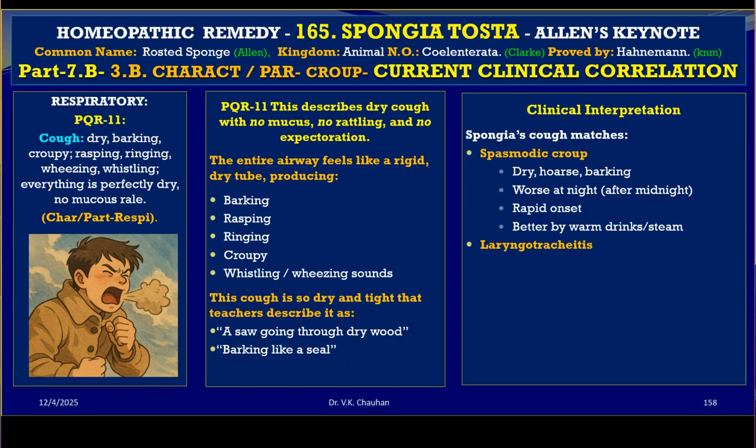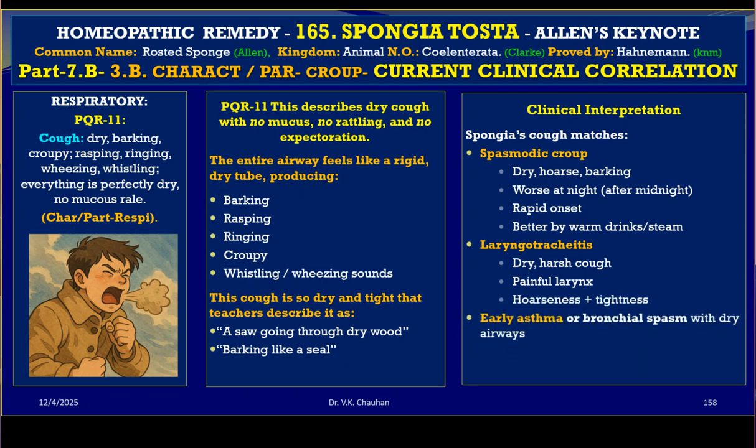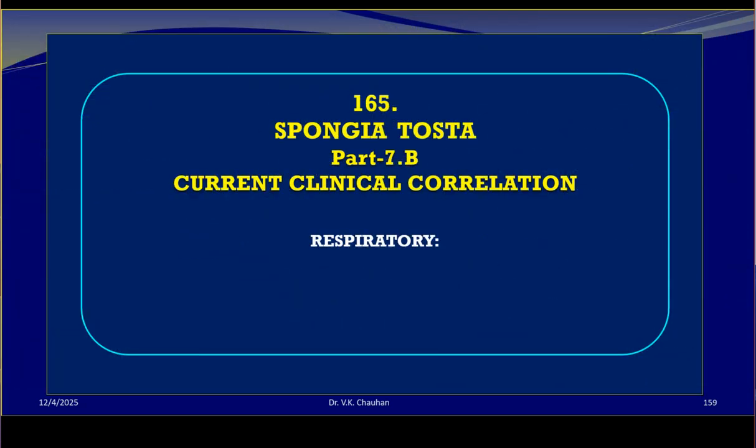Laryngotracheitis is one more condition where you will find similar features. Here the dry harsh cough is there and the larynx is painful, hoarseness and tightness are very characteristic. You will also find similar symptoms in early asthma or bronchial spasm, where the airway is dry. Another possible condition you may encounter is a post-viral dry cough, where mucus secretions have still not started.